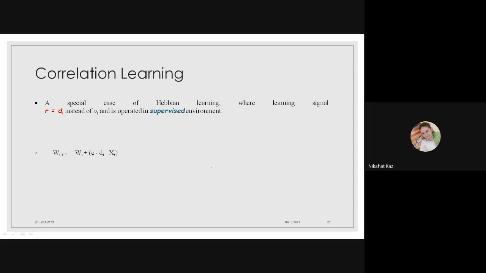So it is a supervised environment, because you have the label with you. So directly R is equal to D. You're guiding the weight update by using the label, the target that you have. Okay, so this is correlation learning. The weight update equation is W plus C times D times X. So R is D here. C times D times X directly. So this is one more of the rules that are there.